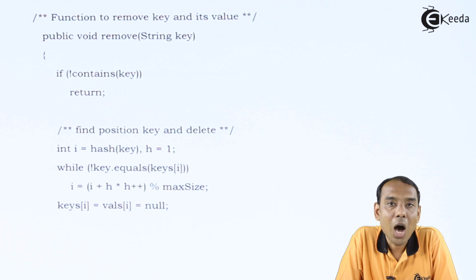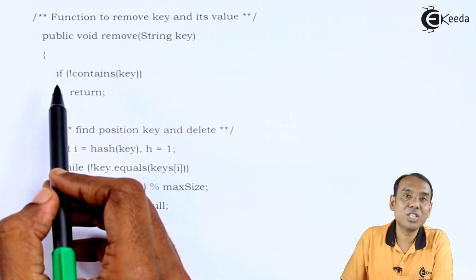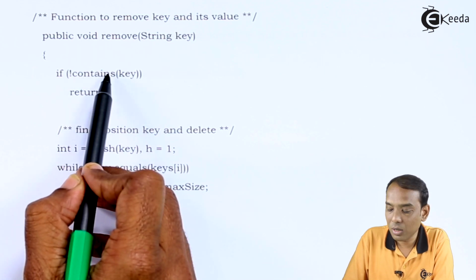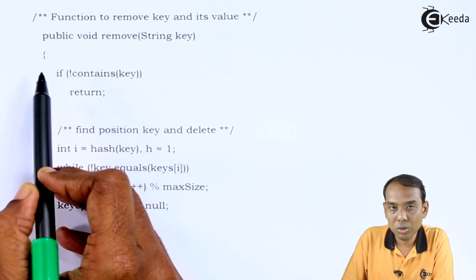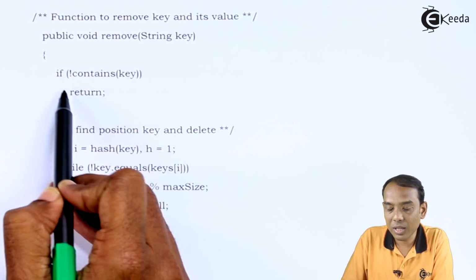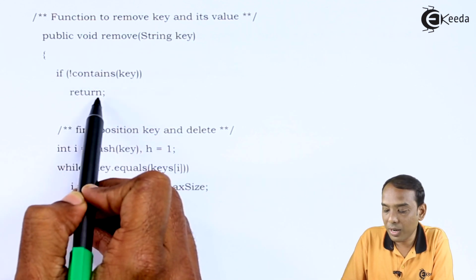Now we will discuss how to remove a key and its corresponding value from a given hash table. I have written a function called remove with the parameter key. Then I will check whether the key is present or not. For this, I need to call the function contains. We have the condition if not contains key. So we have not of contains key. If this is done, then we return the value. We write down if not of contains key, then return the value.